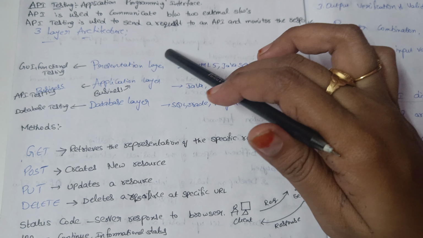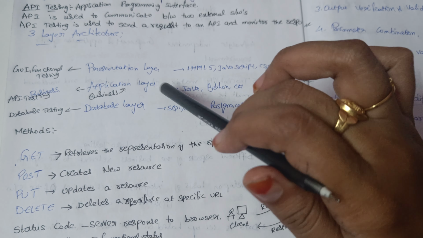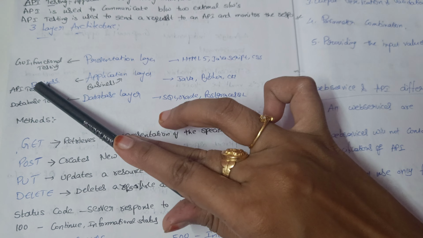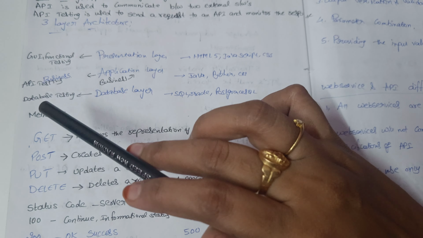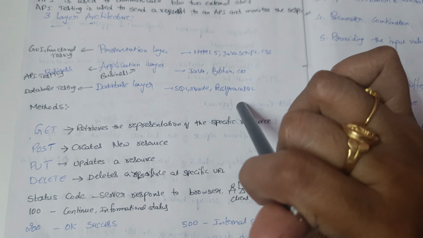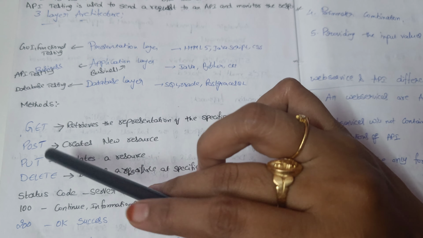There are three layers: presentation layer, application layer, and database layer. The application layer itself is called the business layer. So in the business layer only we will be doing the API testing. When it comes to methods, there are multiple types of methods, but mostly we will be using get, post, put, and delete.